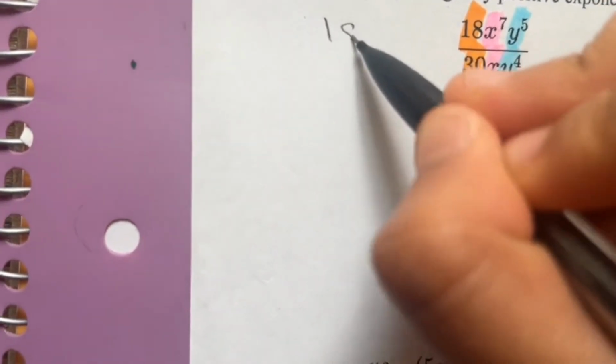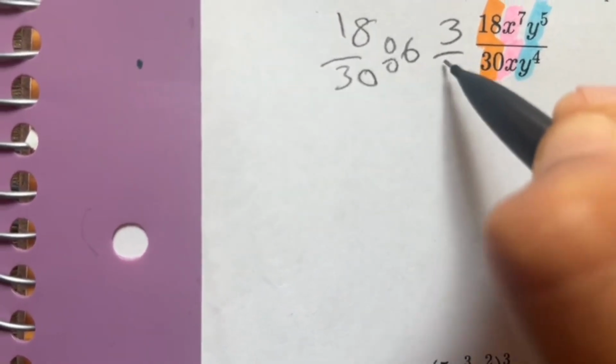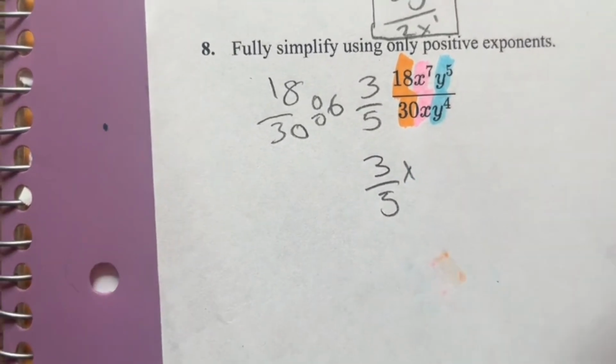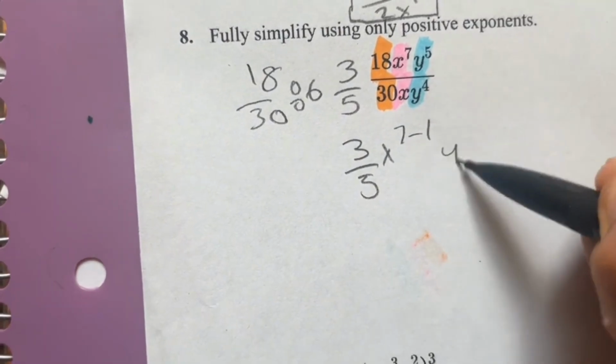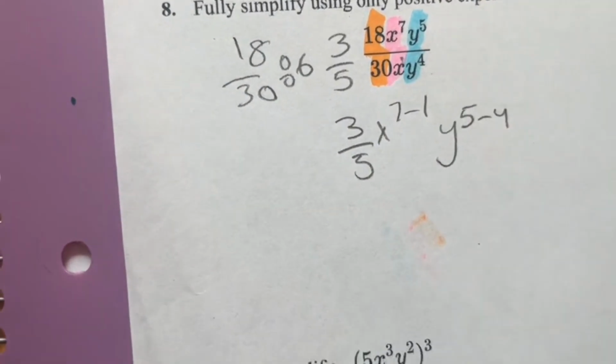So, obviously, we're going to divide it by 6. It's going to be 3 over 5. Okay. Here we go. Sorry, guys. Because, of course, 5 minus 4 and 7 minus 1. Don't forget the little 1.